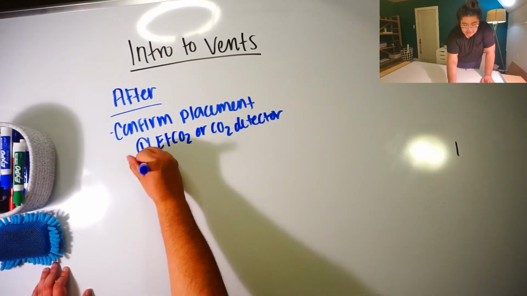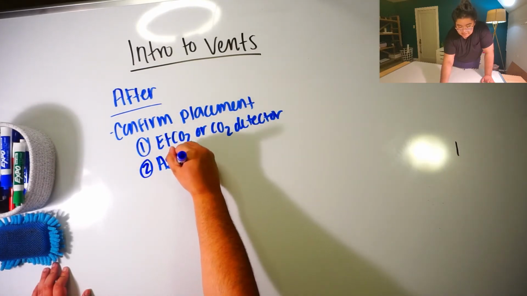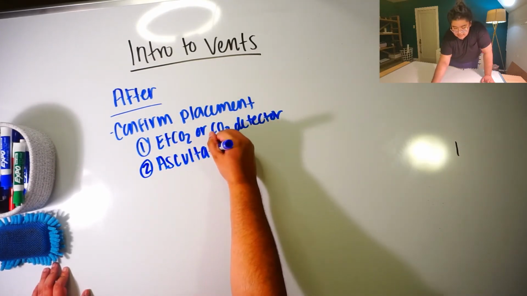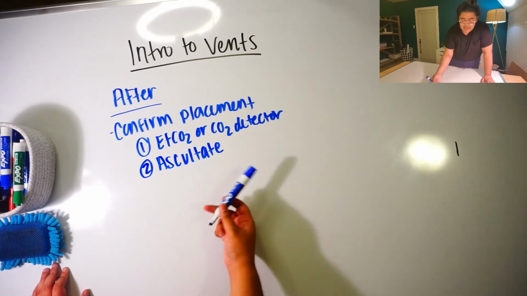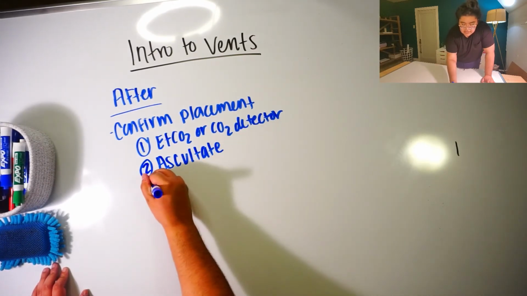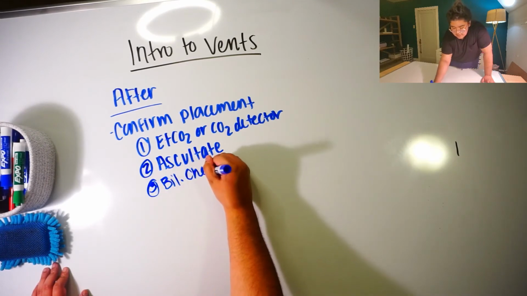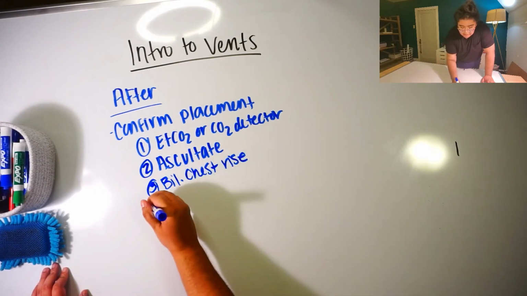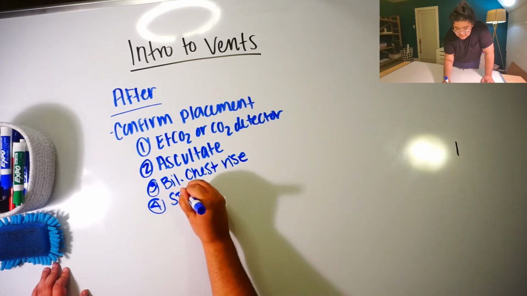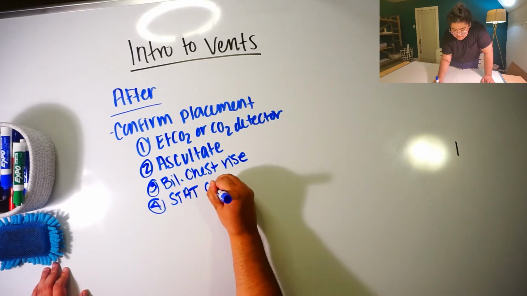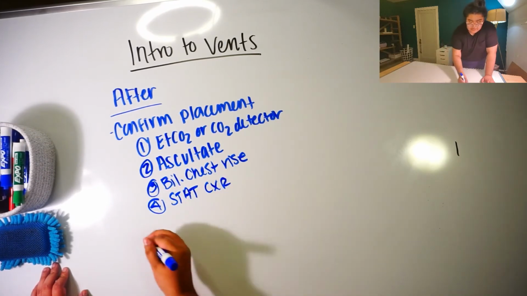The next thing we're going to do is we're going to auscultate. Okay, we want to hear equal lung sounds on both sides. We're going to see equal chest rise, bilateral chest rise. The last thing we're going to do to confirm placement is a stat chest x-ray. Okay, get the portable x-ray there as soon as possible.